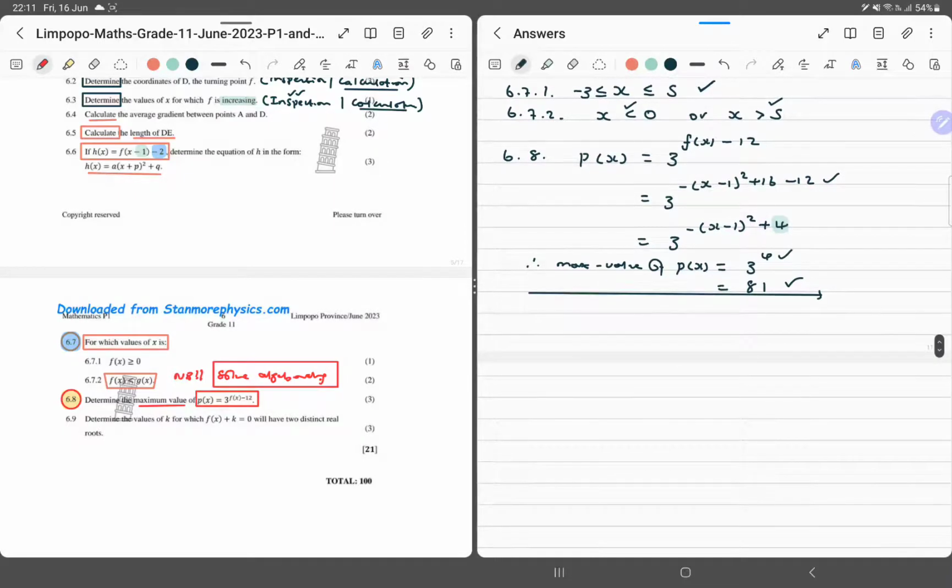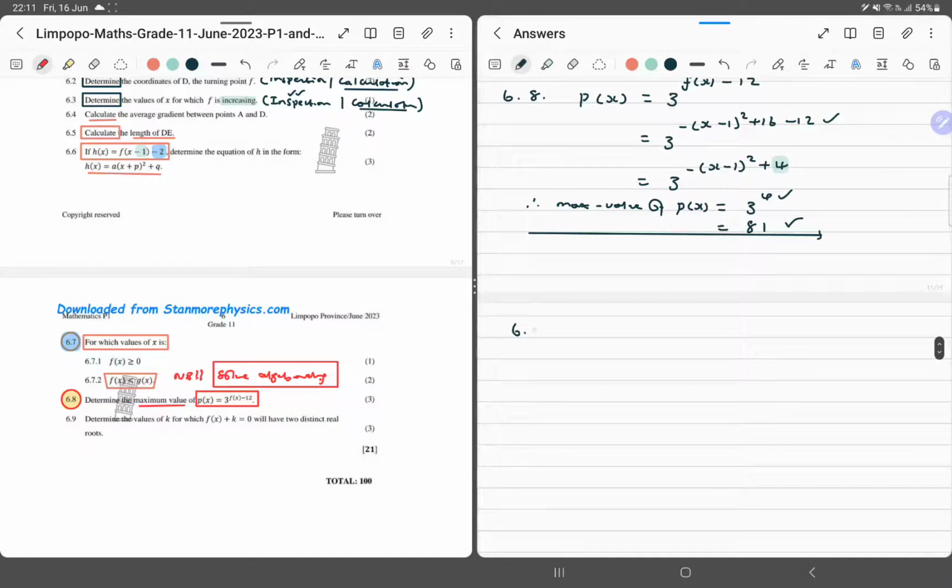Okay, let's do the last question now, 6.9. Now we're told here, determine the values of k for which f of x minus k equals 0 will have 2 distinct roots, meaning unequal roots. Now that's a question on the nature of the roots, but again, it's a higher grade question. This is again for the big boys and girls, but even the small girls and boys are going to be transformed into beasts who can do anything. Okay, let's see how we get these 3 marks.